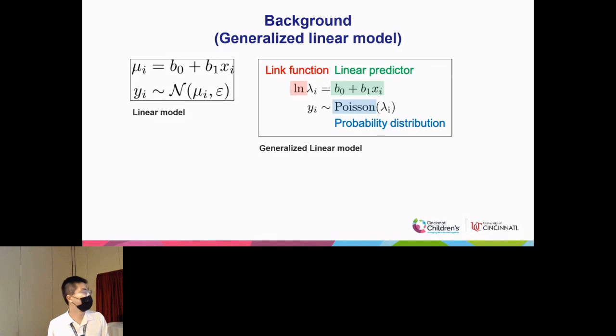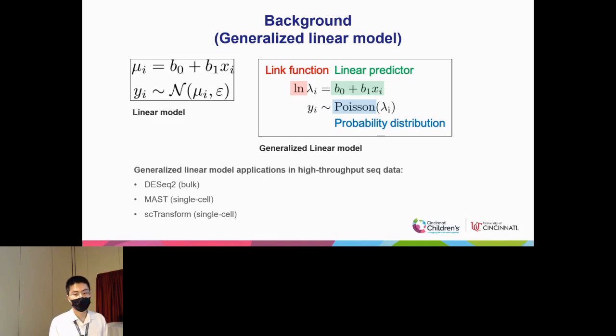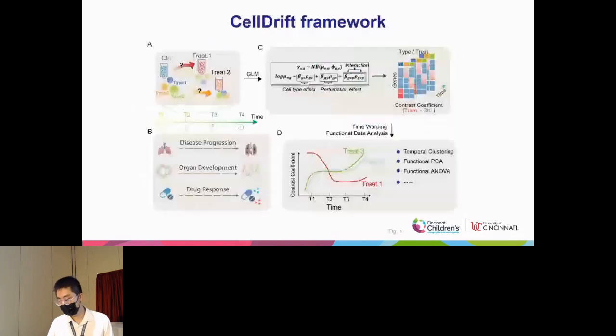And as we know, bulk RNA-seq data or single-cell data are just count data and can be perfectly modeled using the generalized linear model. Here are some popular applications in bulk RNA-seq or single-cell RNA sequencing, like DESeq2. And we borrowed the advantage of the generalized linear model to resolve the perturbation effect in single-cell data.